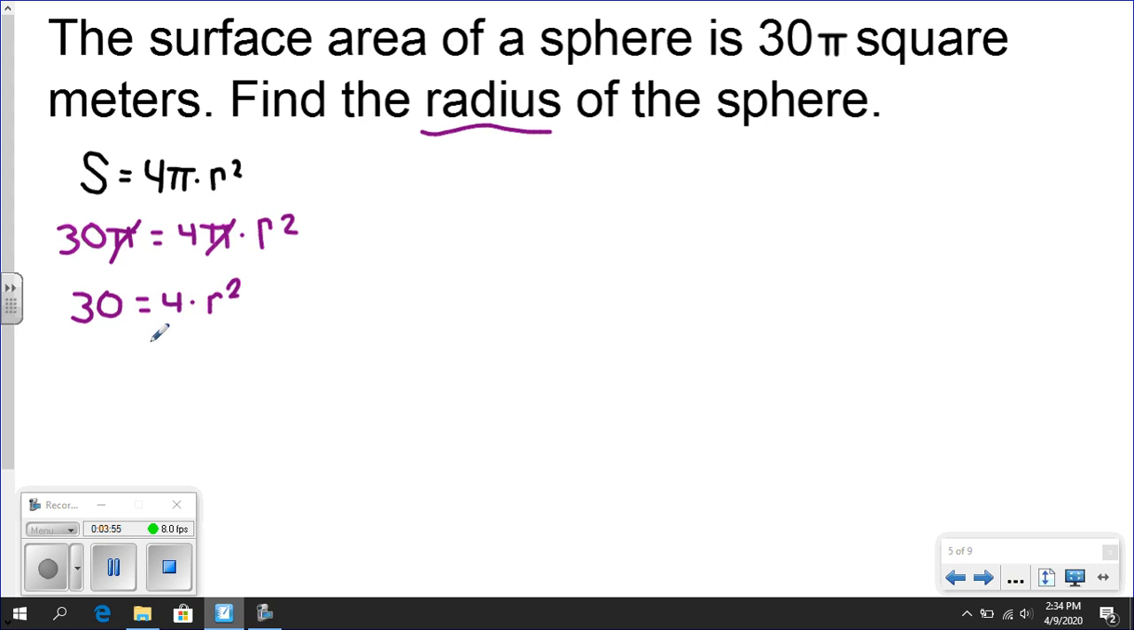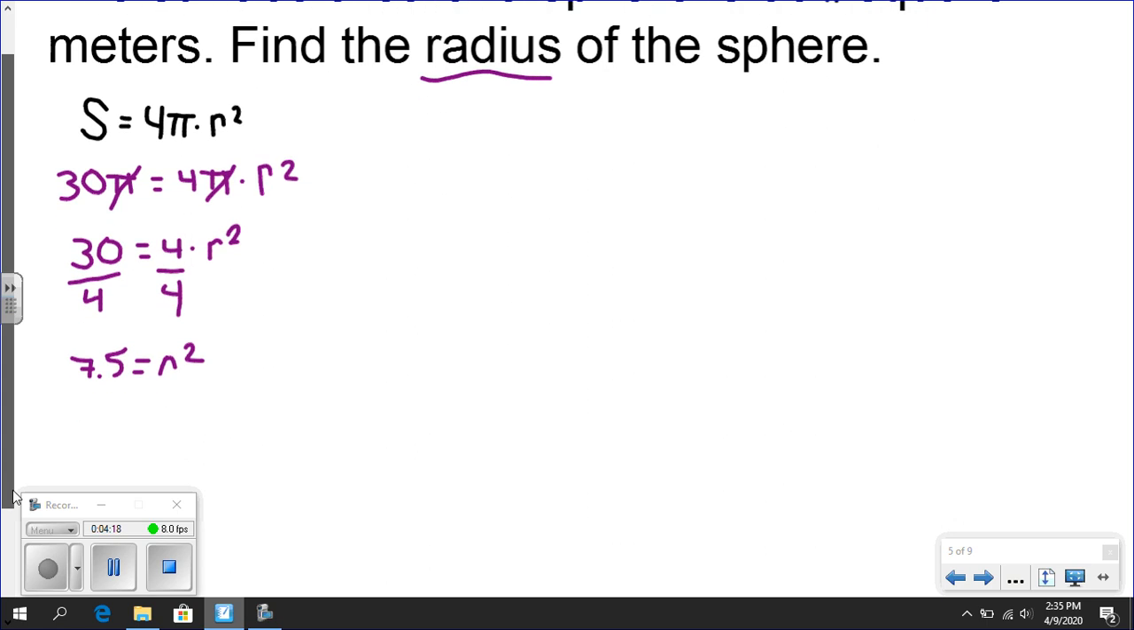All right, to get r by itself, I need to divide by 4 on each side. So let's divide by 4. And 30 divided by 4 isn't a pretty number. It gives me 7.5 is equal to r squared. But I still want to just find what r is. What is the radius? Right now we're radius squared. And to get r by itself, I have to do the square root. And I am left with 2.74 is equal to r, my radius. And that's my final answer.